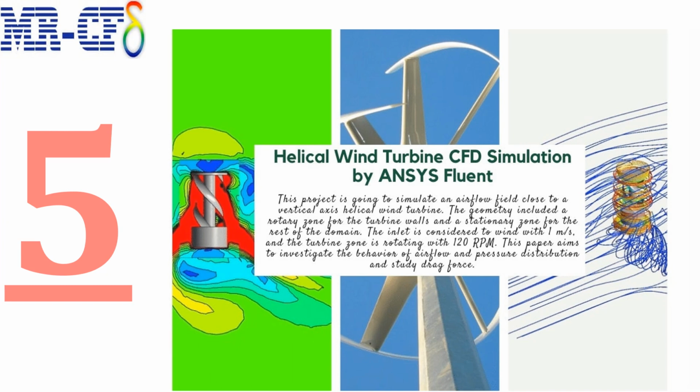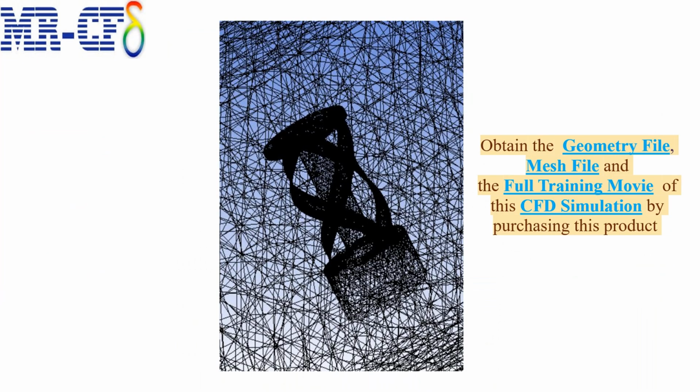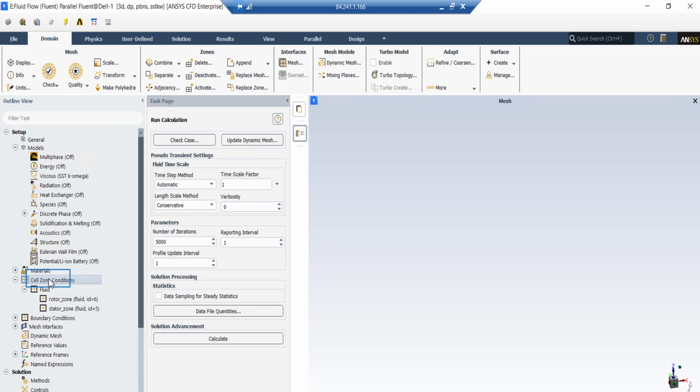This project is going to simulate an airflow field close to a vertical axis helical wind turbine. Depicted in the following slides, the geometry of interest has been discretized into numerous mesh elements, which consist of tetrahedral elements for the core of our domain, while we've used prism layers for the boundaries in which the boundary layer would be formed.